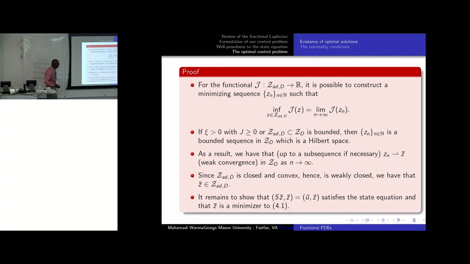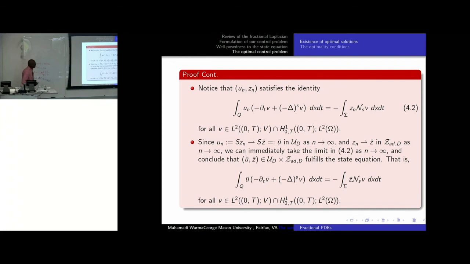But now you also have to show that here Ū, this means S of Z̄, also satisfies the state equation, and that Z̄ is a minimizer of our control problem. Then also here we have that the minimizing sequence is satisfied. That is the definition of weak solution, because Uₙ is a very weak solution with given data Zₙ.